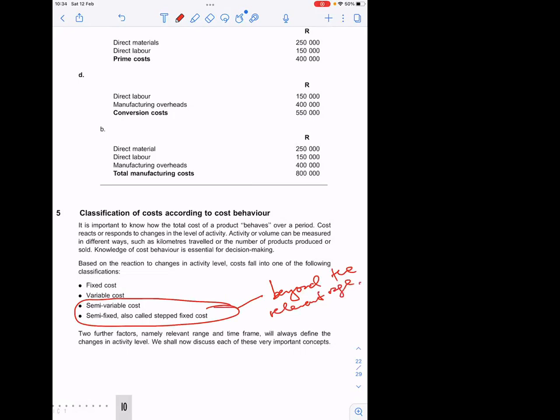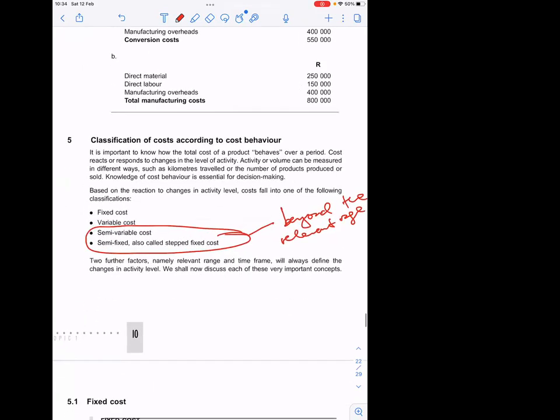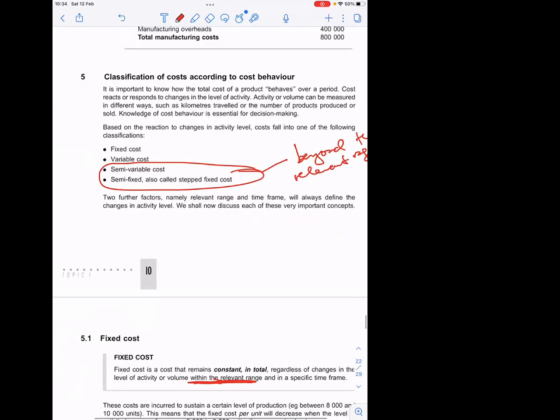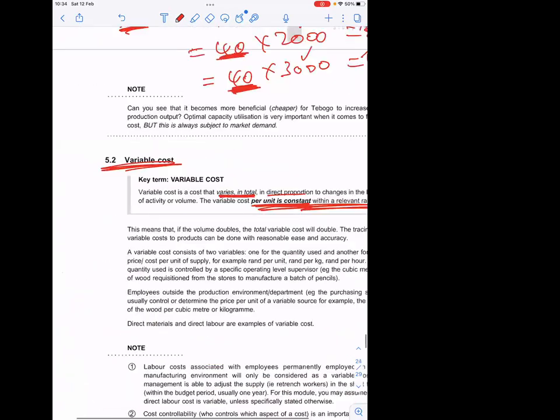Now, this concept of the relevant range is a concept to be internalized in this module and going forward. So in case you don't know what the relevant range is, go back, study it, and understand it. Because you will have to find yourself explaining to the marker that this cost will stay the same within the relevant range. If you say a fixed cost is a cost that does not change, it's wrong. It does not change within the relevant range. All right, now let's say one goes beyond the relevant range. Then our costs can behave as either semi-variable or semi-fixed. Let's go and find out what type of costs are those.